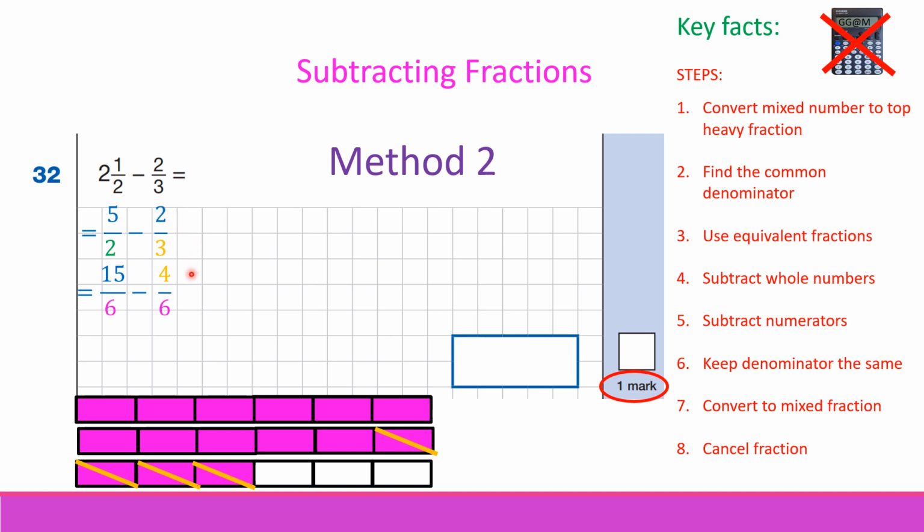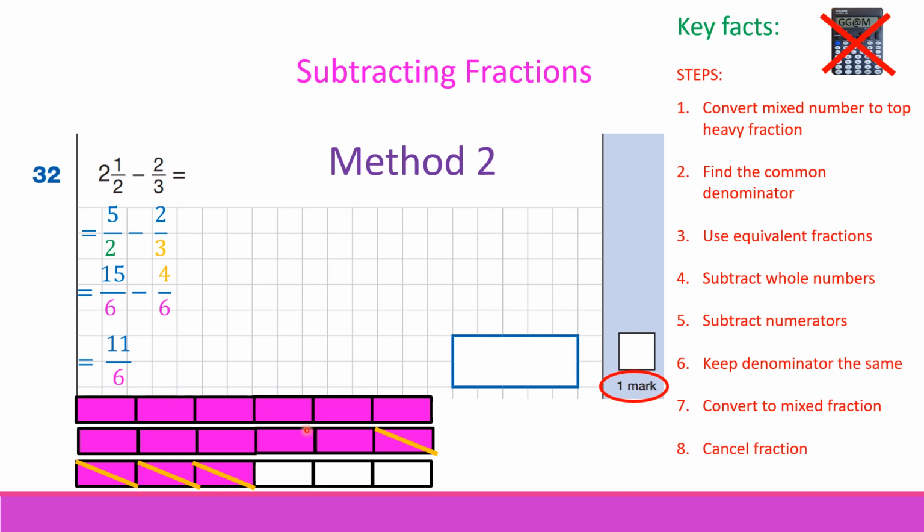From here, we need to look at the numbers at the top. So 15 take away 4 is equivalent to 11. And the denominator stays the same. So this is 11 out of 6. So you can count here. 1, 2, 3, 4, 5, 6, 7, 8, 9, 10, 11 sections out of the 6.